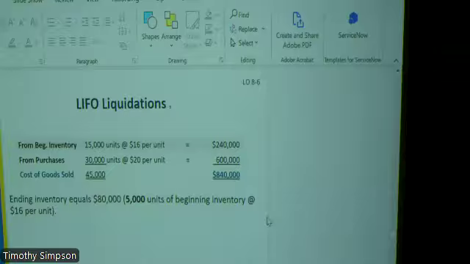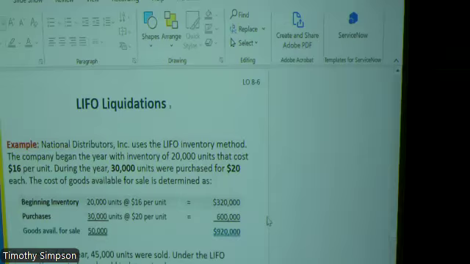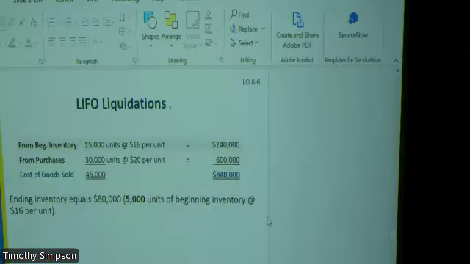But what we're illustrating here is the fact that our sales exceeded our purchases in that accounting period. That's really the key thing to know here. Because remember, we bought 30,000 units, but we sold 45,000 units. So we're breaking our way into the prior layers. This is what we call LIFO liquidation. We haven't completely liquidated that beginning inventory of 20,000 units, but we're on our way to do that, right?